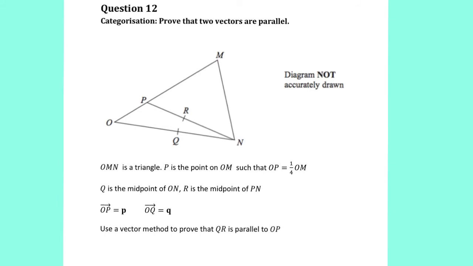In this question, we're dealing with the triangle OMN. We know that P is the point on OM, such that OP is 1/4 of OM. Q is the midpoint of ON. R is the midpoint of PN. We're told that vector OP is equal to P and vector OQ is equal to Q. We want to use a vector method to prove that QR is parallel to OP.